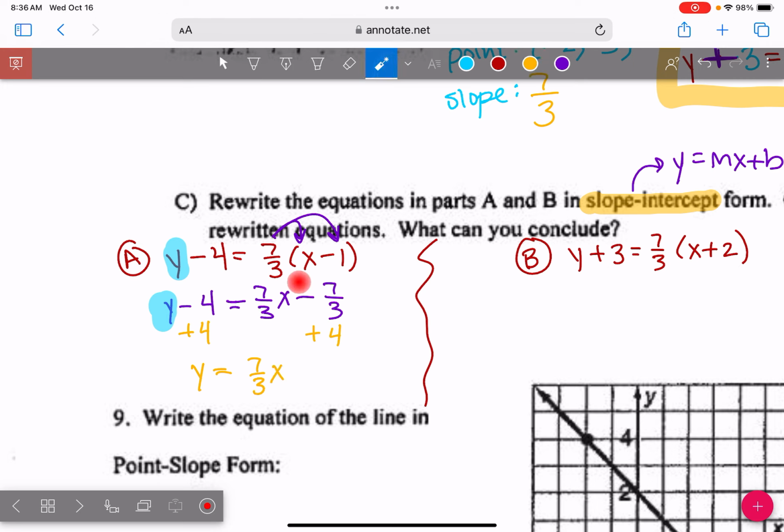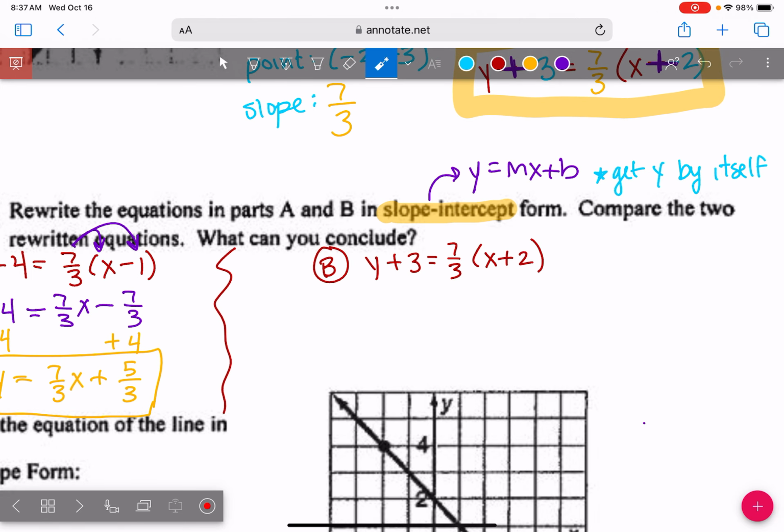And then I'm just going to punch this in my calculator as I see it. Whenever I punch that in, I'm going to get a plus 5/3. So y is by itself. I see y equals my slope, my mx plus b. So 5/3 is my y-intercept.